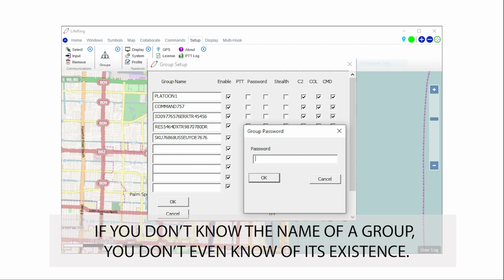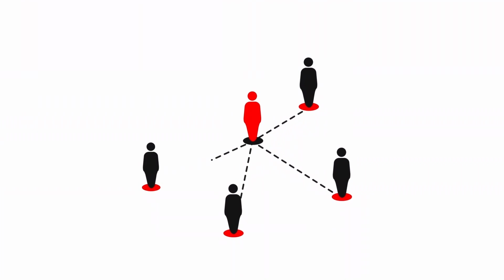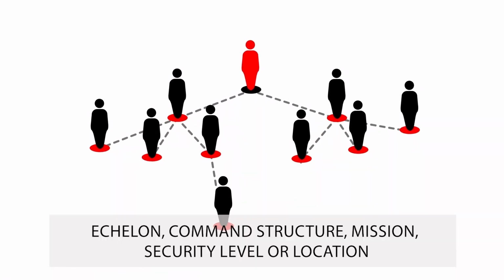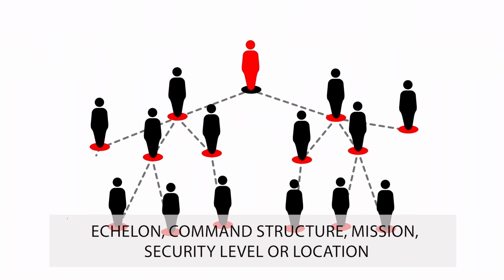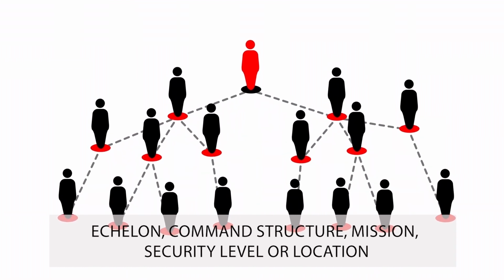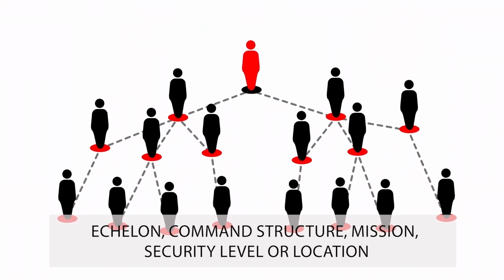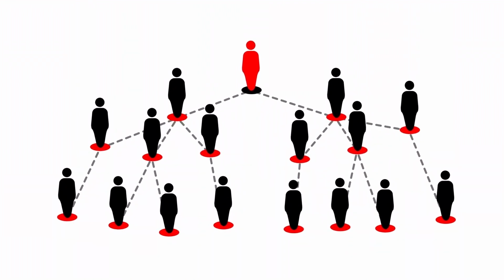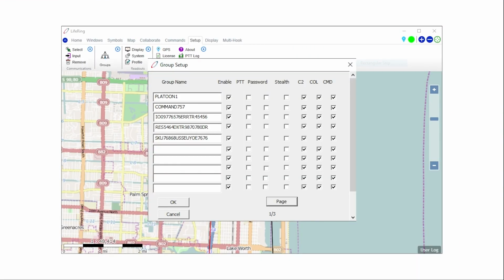If you don't know the name of a group, you don't even know of its existence. Only when users are in the same group or groups do they exchange data and their location with each other. Groups can be based on echelon, command structure, mission, security level, or location. Groups can be set at the user level or at the command level, which would then distribute the group and password information down the chain of command, with new additional groups set up at each level to insulate the upper levels. Within each group, the user can select what data they want to receive.